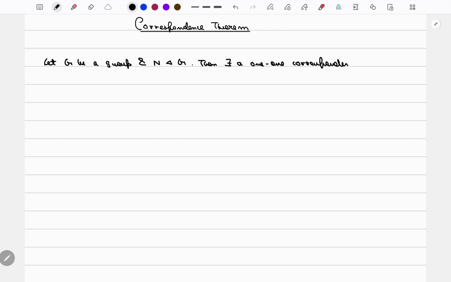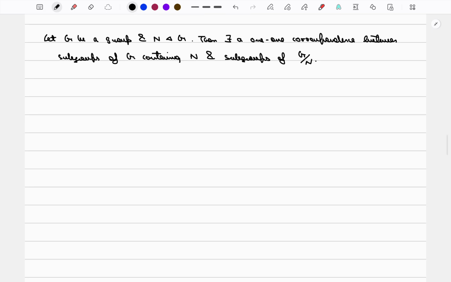There exists a 1-1 correspondence between subgroups of G containing N and subgroups of G mod N. Okay, so let us define this formally.